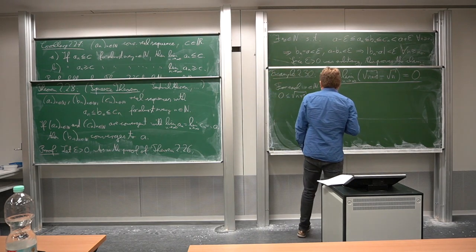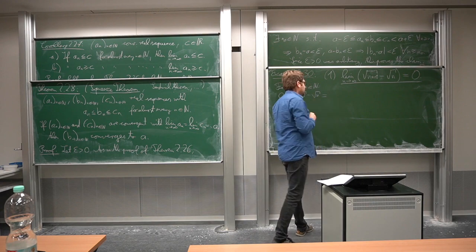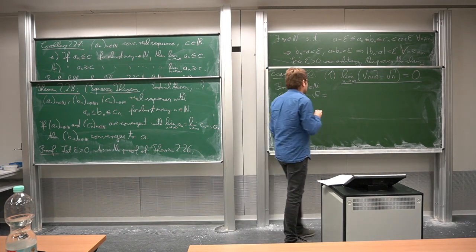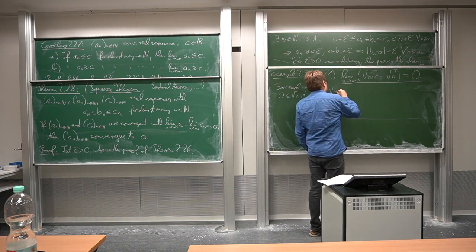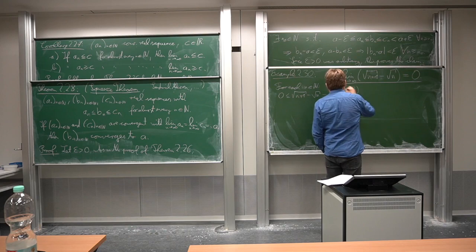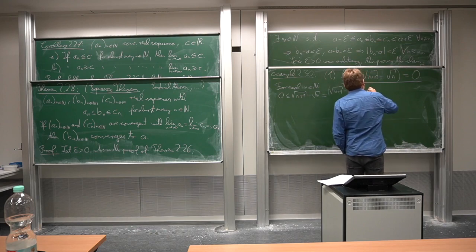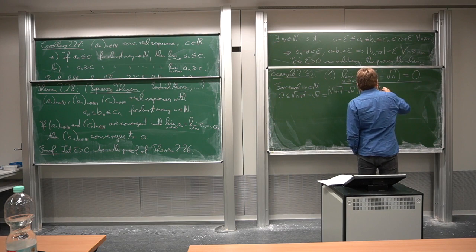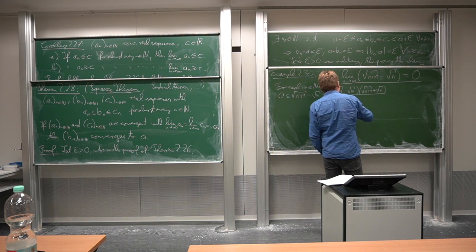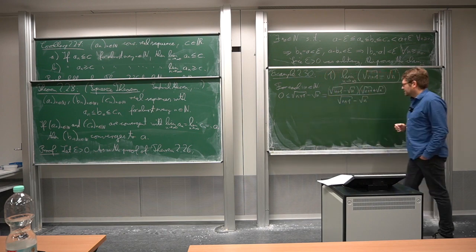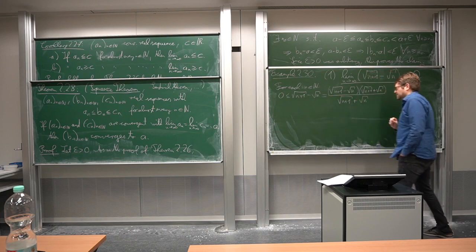So if we are in this situation, we do a nice little trick. Namely, we expand this as a fraction, which looks quite pointless at first sight. This is the square root of n plus 1 minus the square root of n, and now we expand this by the square root of n plus 1 plus the square root of n. Okay, and then we have to divide by the same factor to make it all work out. This is a simple computation.